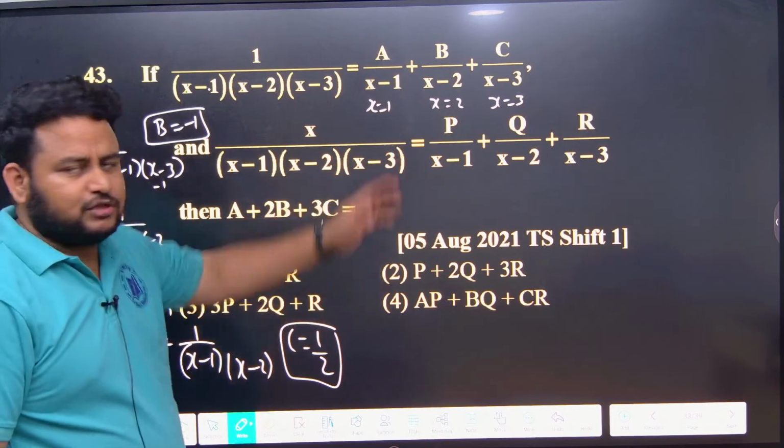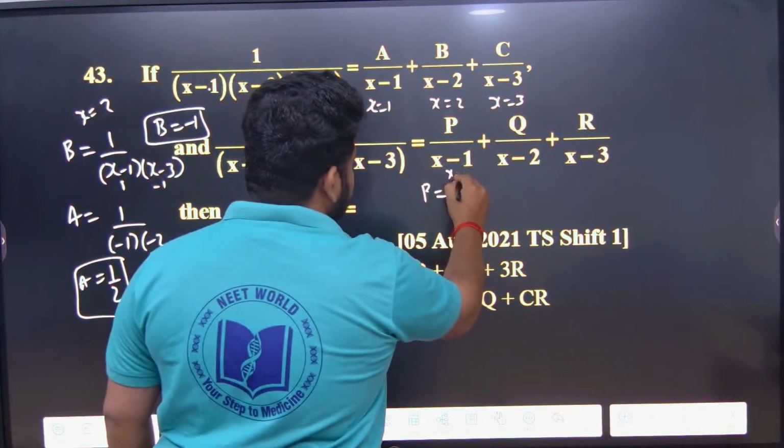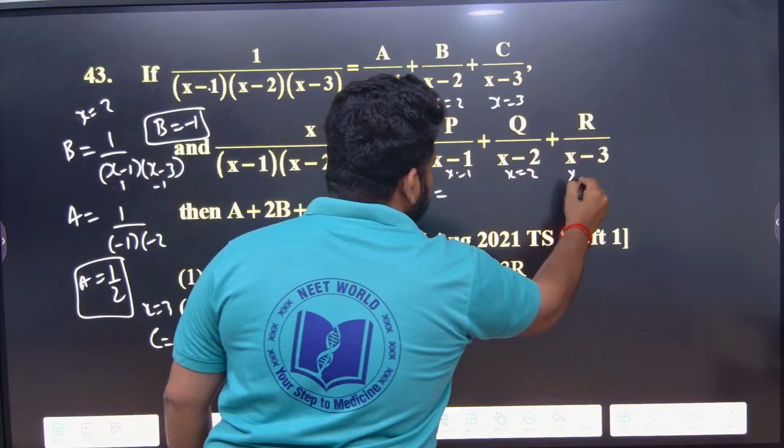So similarly I can find out the values of P, Q, R. If I want the P value, it will be equal to, x is equal to 1 here, x is equal to 2 here, x is equal to 3 here.